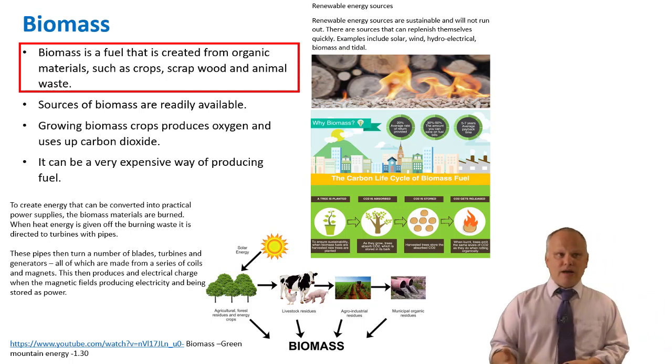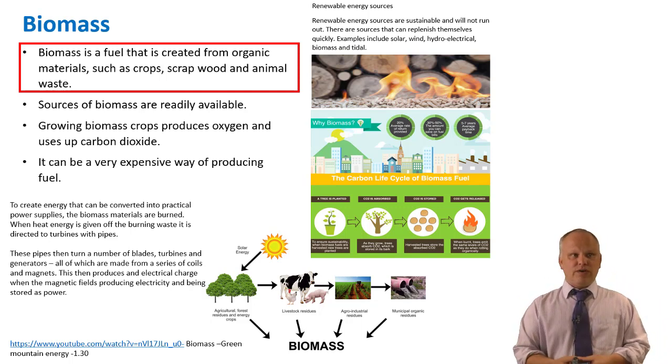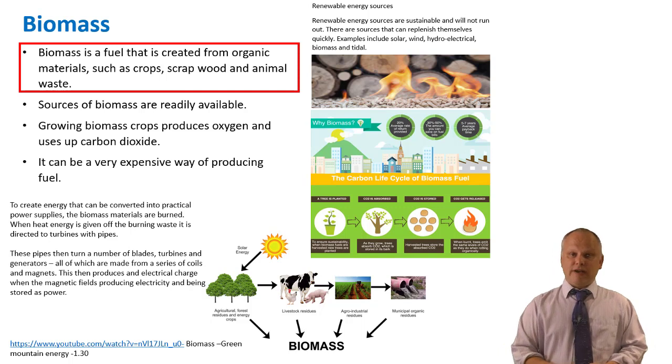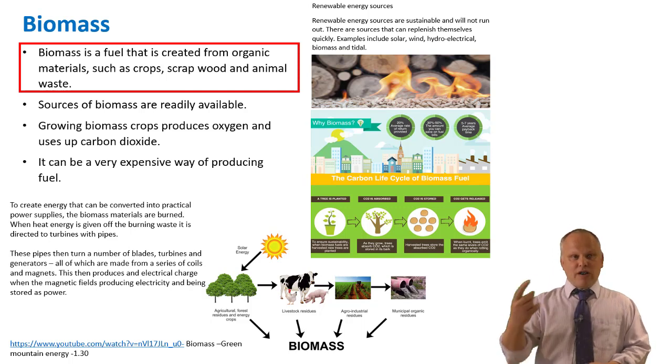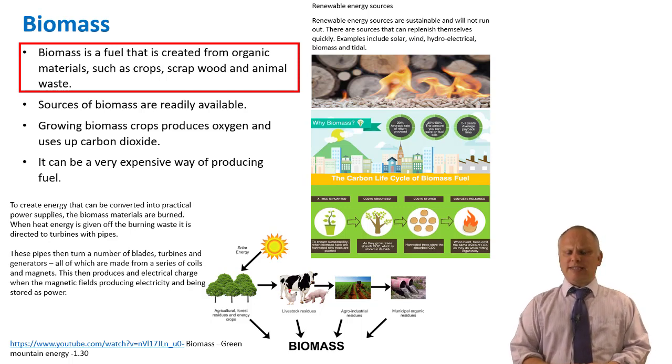However, it's quite a good way of producing fuel. So a great example there, growing biomass crops produces oxygen and uses up carbon dioxide. So creating the fuel that can go into a biomass incinerator actually is part of that sort of virtuous cycle of oxygen and carbon dioxide through photosynthesis. It's quite an expensive way. It's not necessarily a well-established way of creating fuel at the moment, but it's an increasing technology.